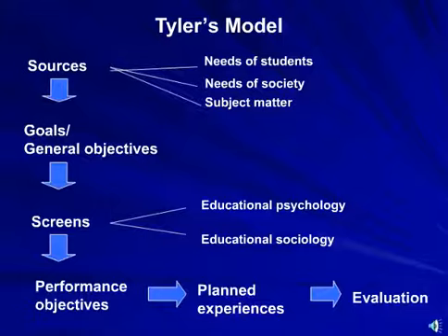We have to take into consideration what we know about the science of learning and the social systems in which learning is going to occur. In other words, we take what we know about educational psychology and educational sociology, and they are the filters through which these goals and general objectives are screened, and then we end up with our performance objectives, the objectives that we're actually going to use to plan the educational experiences of the children. And then, of course, after we plan the experiences, then we design our evaluation system.